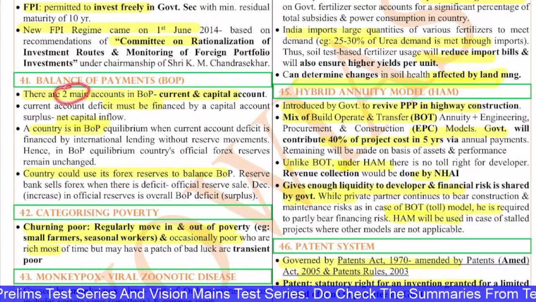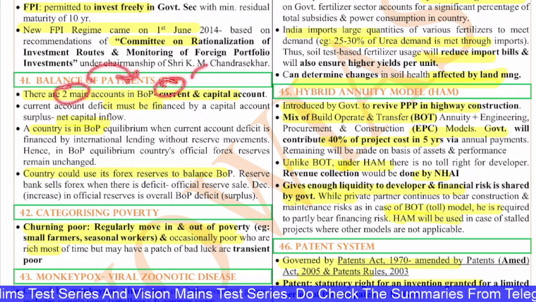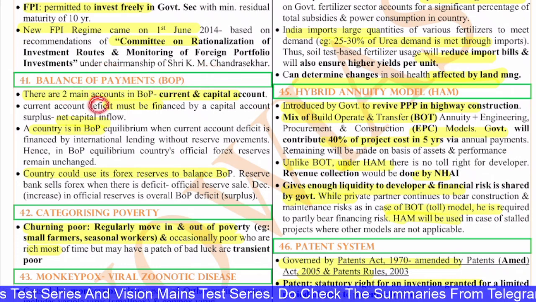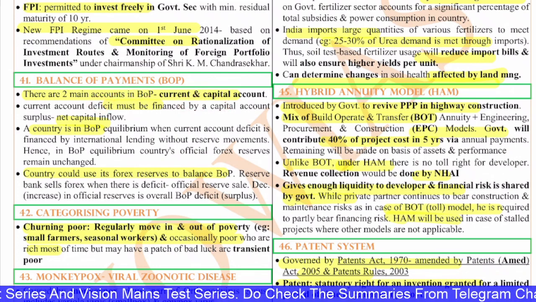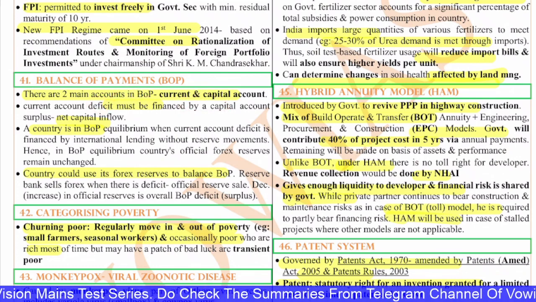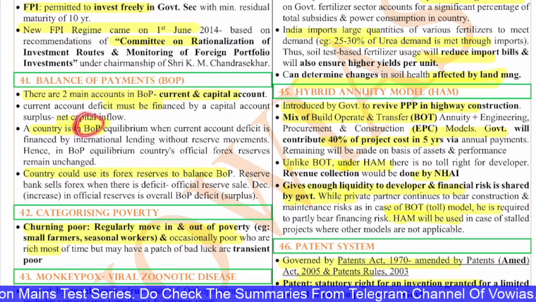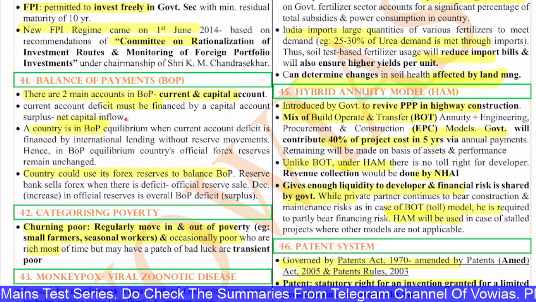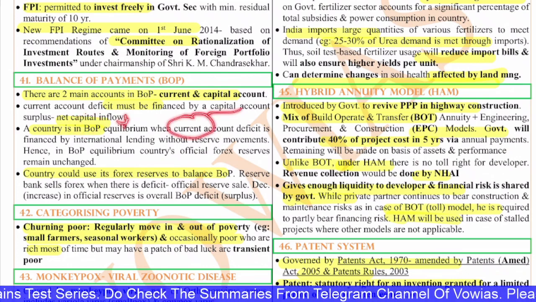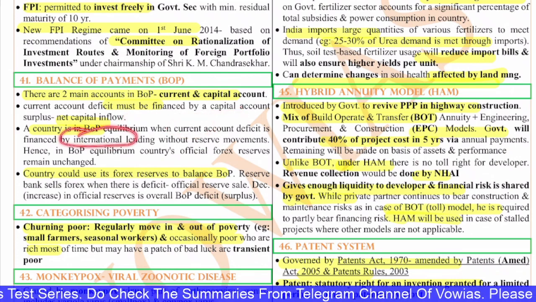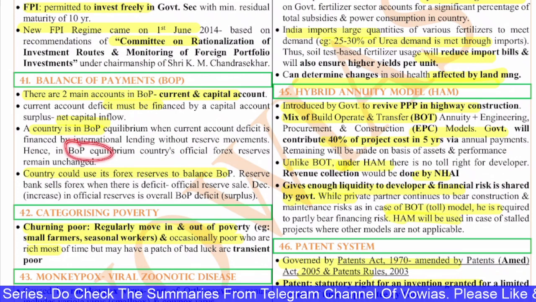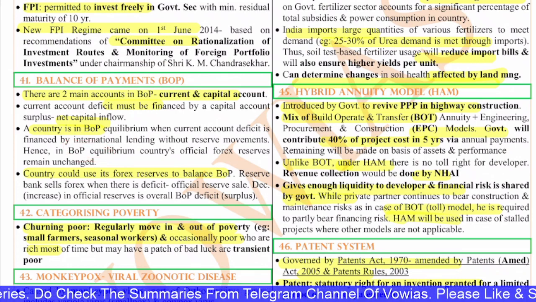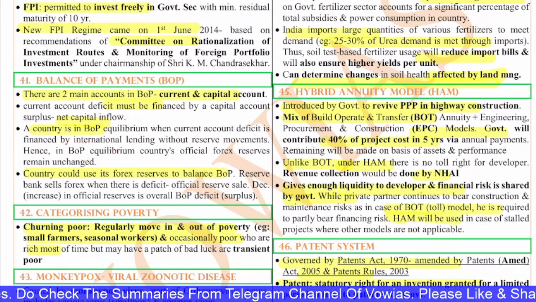There are two main accounts of the balance of payments, the current and the capital account. The current account deficit must be financed by the capital account surplus, and then there will be net capital inflow. A country is in BOP, that is the balance of payment equilibrium, when the current account deficit is financed by international lending without reserve movements. Hence, in BOP equilibrium, the country's forex reserves remain unchanged.